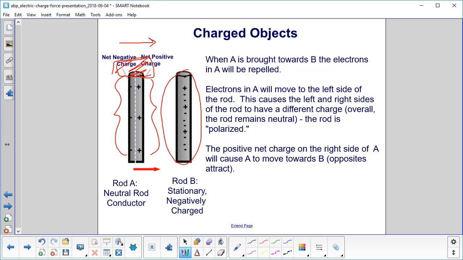We now have the positive charges on the right of rod A closer to rod B than its negative charges. So it will feel a net attraction towards rod B. And it will move towards rod B when we let it go. We can just let it go here now without pushing it, and it will move on its own and be attracted to rod B.